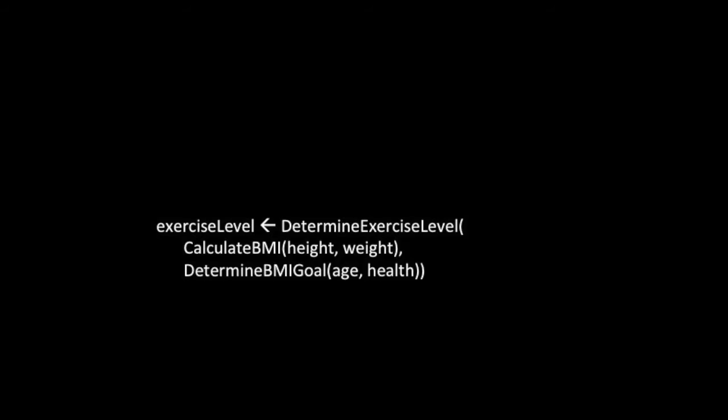Interestingly enough, I can write this algorithm in the same way with sub-tasks of determining exercise level based on calculating BMI and determining BMI goal, but I can do it without having separate variables for BMI goal and exercise level. How? Because I can just have as the arguments to determine exercise level the result of calculating BMI and the result of calculating BMI goal, and here's how I can combine that.